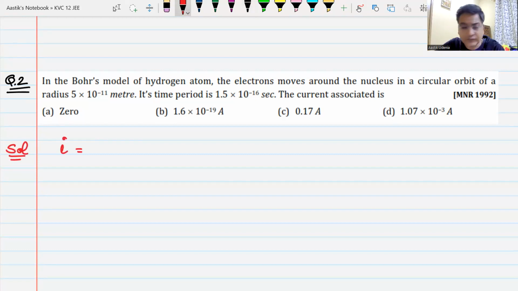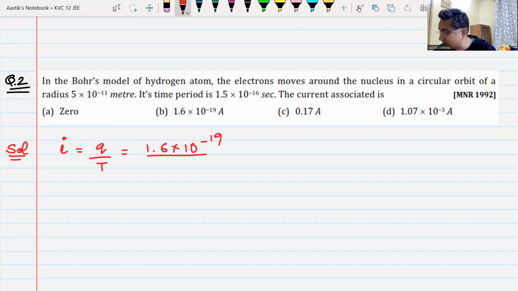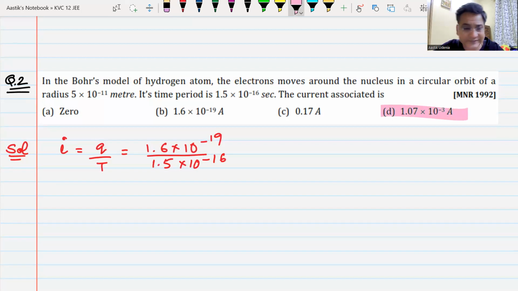When electron is moving in a circular orbit, I gave you the formula Q by T. You just had to divide. Charge of an electron is 1.6 into 10 to the power minus 19 coulombs divided by the time period 1.5 into 10 to the power minus 16 seconds. As soon as you see this, you have your answer as option D. It should not have taken so much of time, beta. It was straightforward division of Q by T, nothing else. Do we understand this? Yes, sir. Time period was given. We understand this, everyone? Yes, sir. Understood, sir.